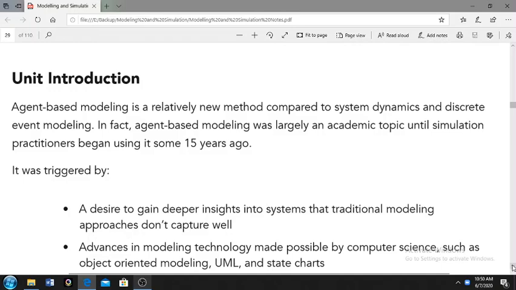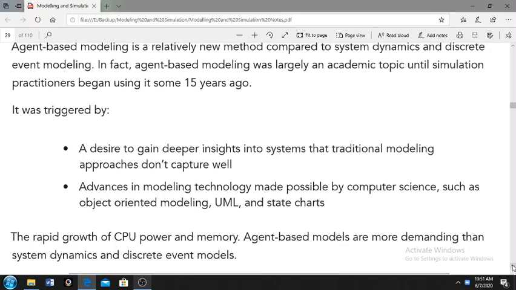In fact, agent modeling was largely an academic topic until simulation practitioners began using it some 15 years ago, let's say 20 years ago, because I wrote this book. I think it was 2016 or so, let's say 25 years ago. So that is when it became a serious topic.